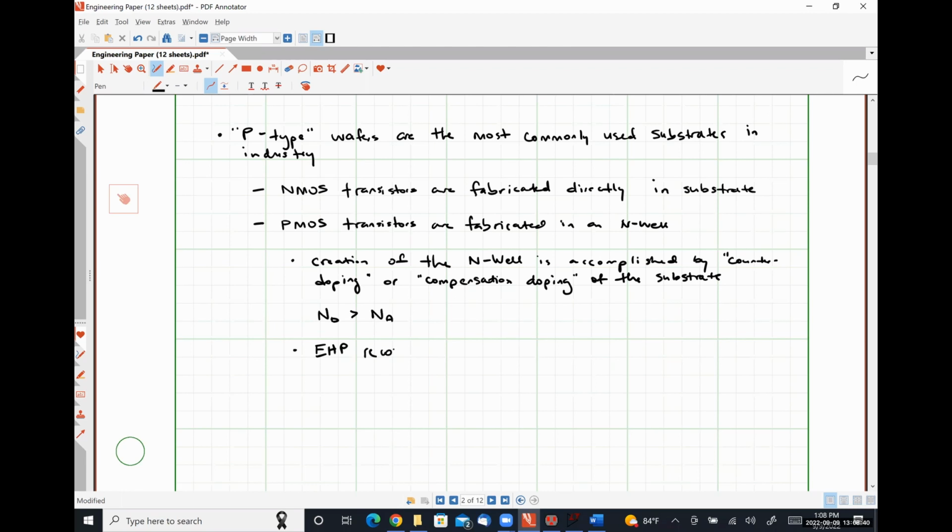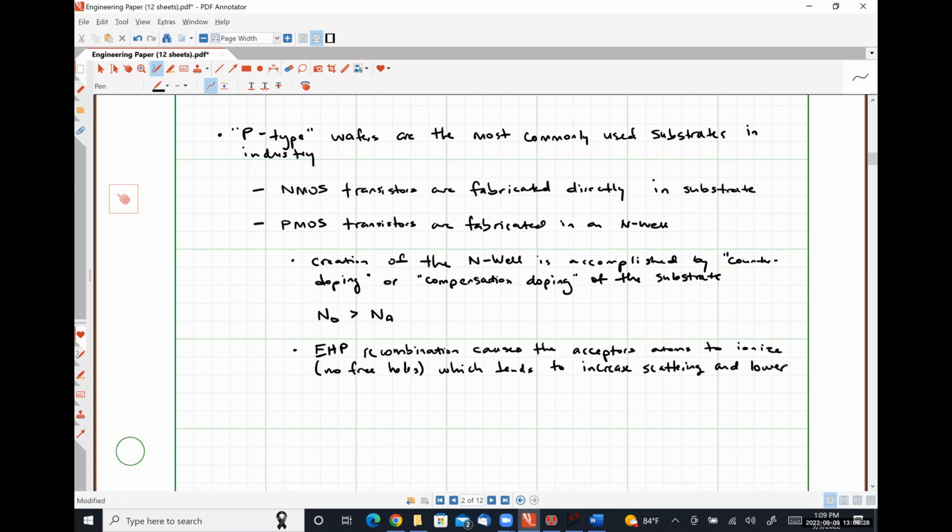Recombination causes the acceptor atoms to ionize, no free holes, which tends to increase scattering and lower carrier mobility.